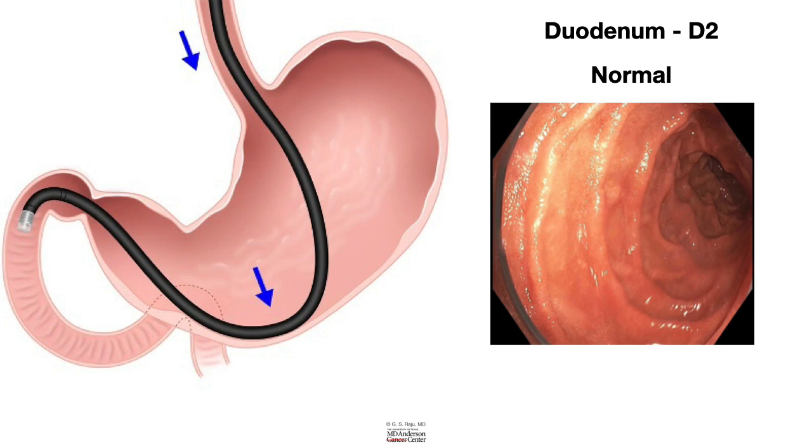So here in the second portion of the duodenum, it is characterized by circular folds, unlike the first portion of the duodenum.